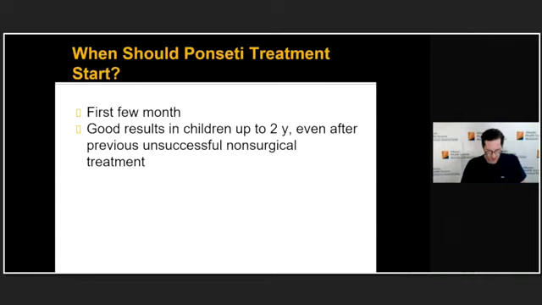I think what's more important is educating the family and having them buy into the prolonged treatment duration. And probably what's more important than when you first start casting is when you stop the treatment. These children, as you'll see, need to be followed for at least a few years. Good results can even be achieved with the Ponseti treatment up to 2 years of age.